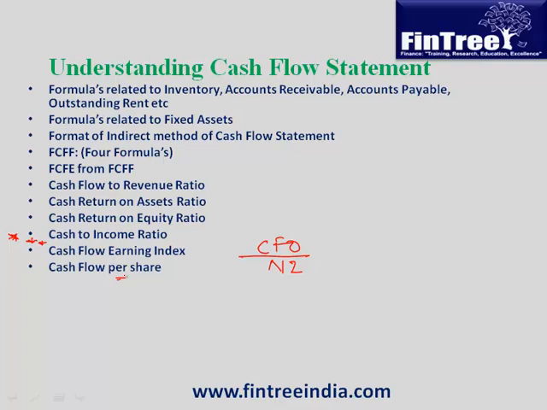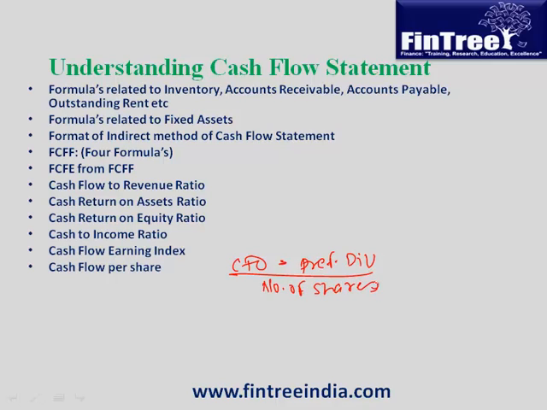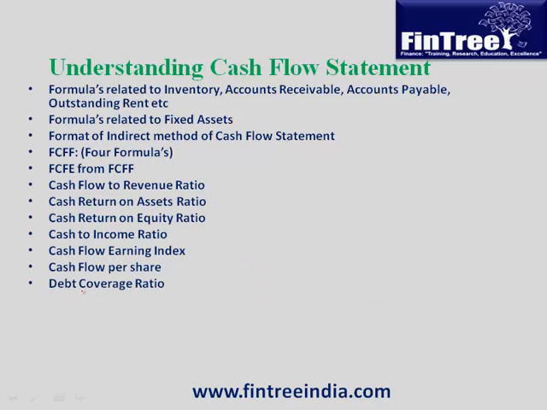Next one is cash flow per share. Cash flow per share is cash flow from operations minus the preference dividend divided by average number of common shares outstanding. So I'm simply writing number of shares. Again, cash flow per share is used for valuation of equity stock using relative valuation methodologies. Next one is debt coverage ratio. This would be cash flow from operations divided by the amount of debt that you have. Again, higher the number, better it is.